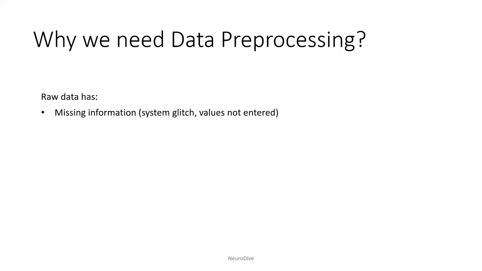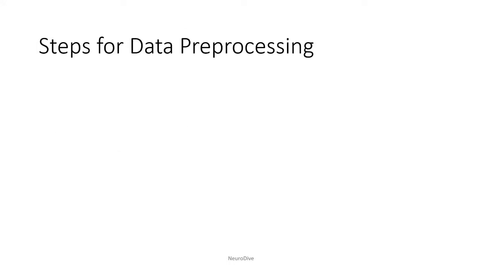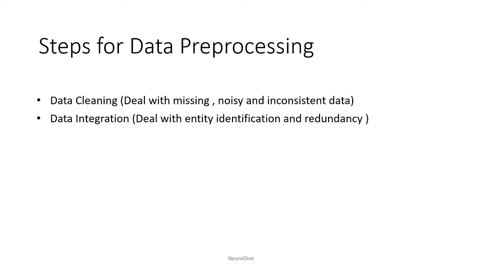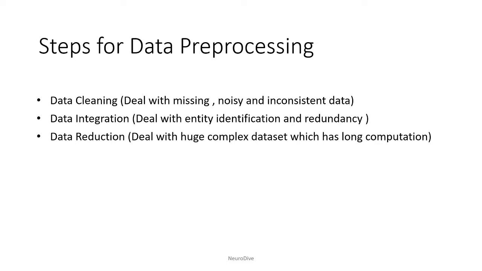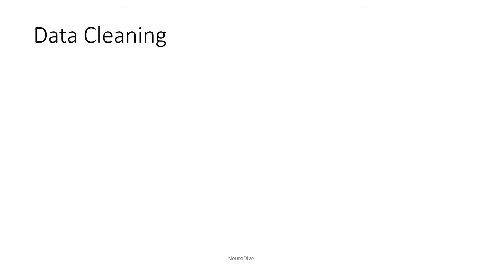Raw data has missing information, noisy data, and inconsistency. To solve these problems before feeding it to the machine learning algorithms, we need to do data preprocessing. The steps are data cleaning, where we deal with the missing, noisy, and inconsistent data. Data integration, the problems that arise when we are using data from multiple sources. Data reduction, when we have a huge complex data set and the computation time is too high. Data transformation. So let's see the first step, that is data cleaning.